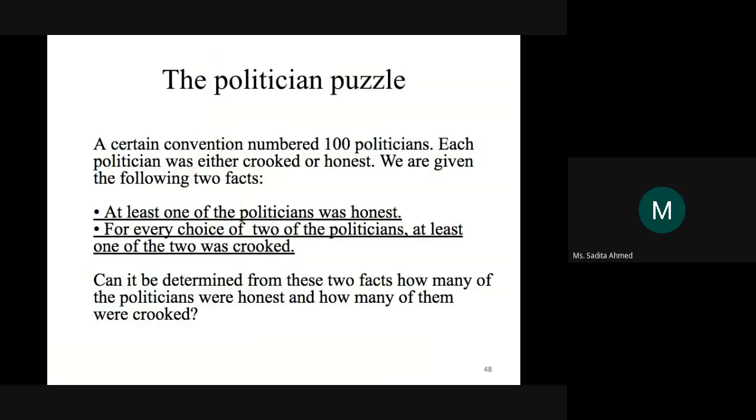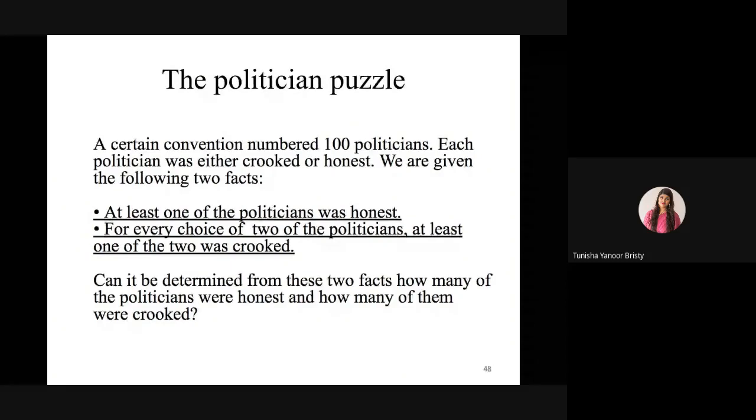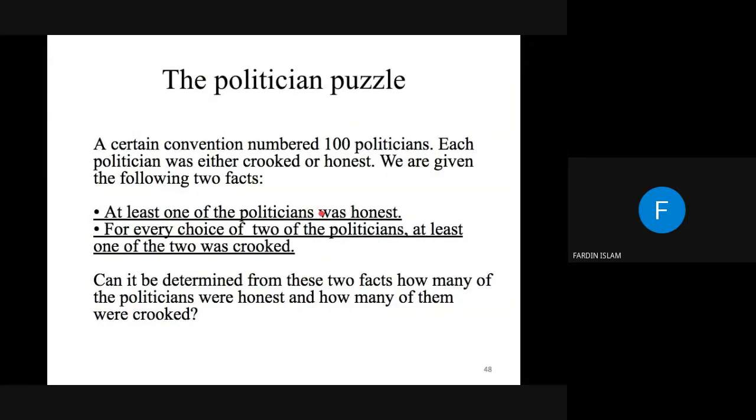Does that make sense, Brishti? Yes, ma'am. I got it now. Ma'am, what if there was one crooked and 99 honest politicians?